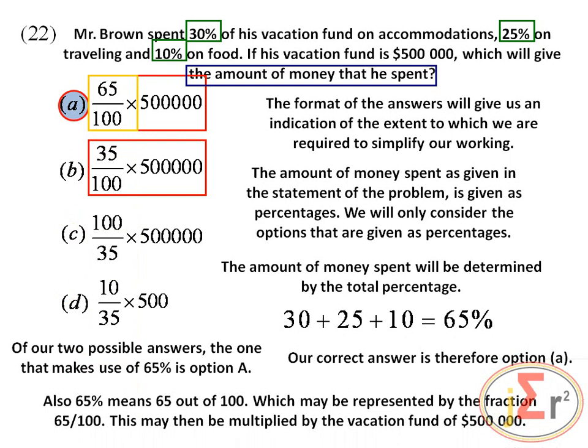Also, 65% means 65 out of 100, which may be represented by the fraction 65 hundredths or 65 over 100. This may then be multiplied by the vacation fund of 500,000. So we are just saying that this 65% means 65 out of 100, and we will multiply that fraction by the total amount of money allotted to the vacation fund, which is 500,000, and that will give us option A.